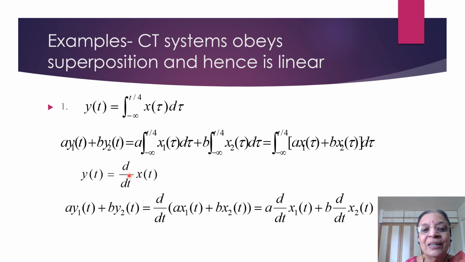Now in this case, y(t) is equal to d/dt of x(t). So even though there is integral involved, the system is linear. Here y(t) is d/dt of x(t). This is the differentiation that is involved. Now if I take a x1(t) plus b x2(t), and if I take d/dt of this, I can decompose and say a times d/dt of x1 plus b times d/dt of x2(t), which is same as a y1(t) plus b y2(t). So here again superposition is holding good, so the system will be linear.